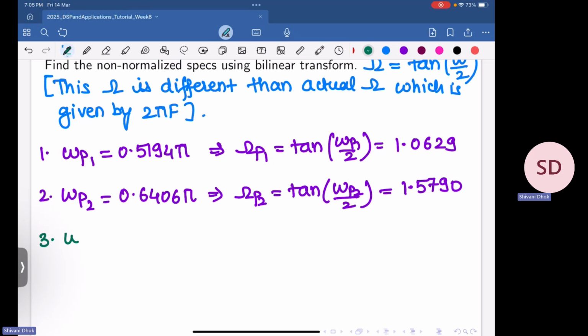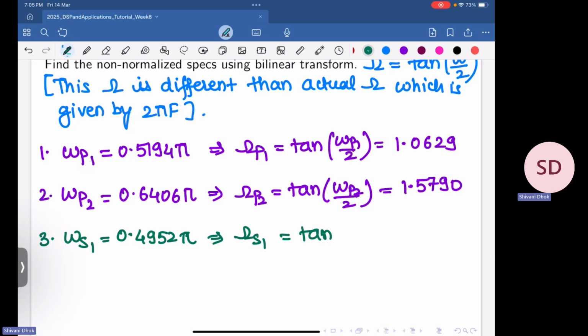Next thing is for stop band edges. So first we'll do the lower stop band edge, that is omega s, which is equal to 0.4952 pi, for which capital omega s1 comes out to be tan of little omega s1 by 2, which, if we solve it using calculators, we get 0.9850.